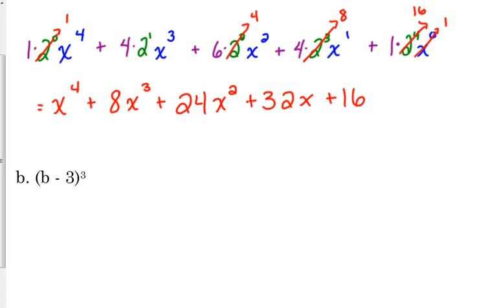b minus 3 cubed. Alright, so start with the variable. b cubed, b squared, b to the first, b to the 0. This one's a little bit shorter because it's just cubed. Alright, ignore the negative for a second. Just do 3 cubed, 3 squared, 3 to the first, 3 to the 0.